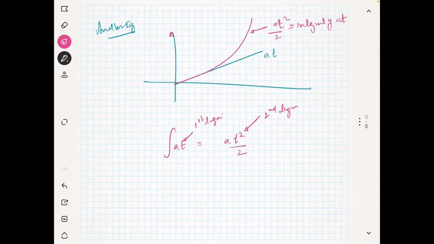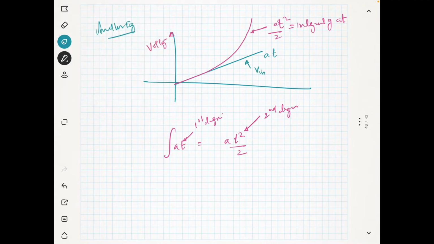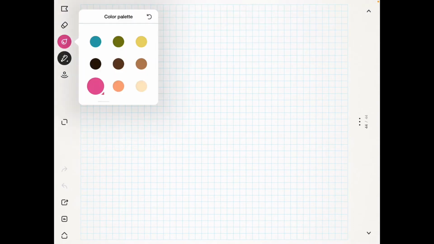So this is what is happening. Suppose this is a voltage, let's say this is your V in, and you are passing this V in through an integrator circuit. You will get some V out, and this V out will be having this form as shown in red color. It will be like this. So we will see some examples. Anyway, before that we will see first about the circuit diagram.